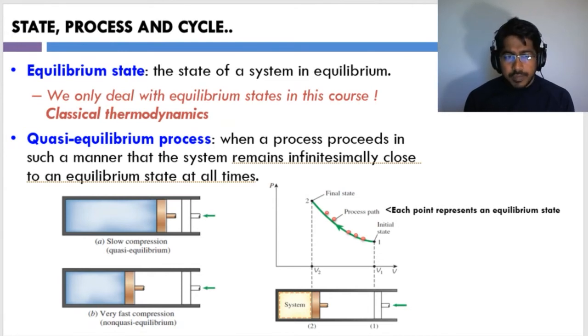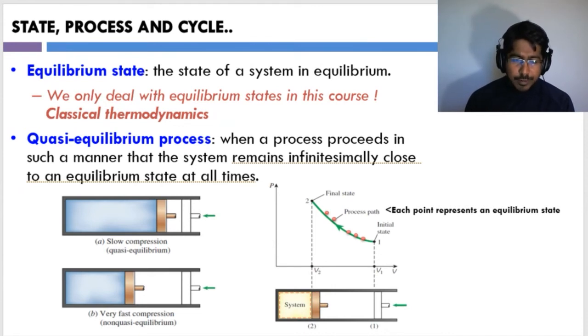What is a quasi-equilibrium process? When a process proceeds in such a manner that the system remains infinitesimally close to an equilibrium state at all times, then we call it a quasi-equilibrium process. It might look like something not clear, right?